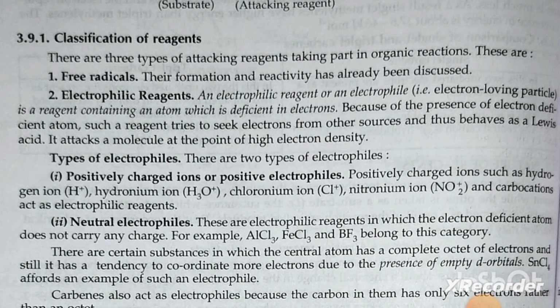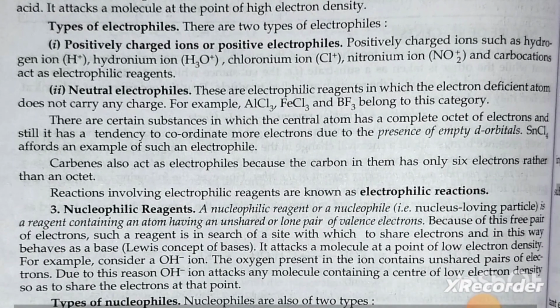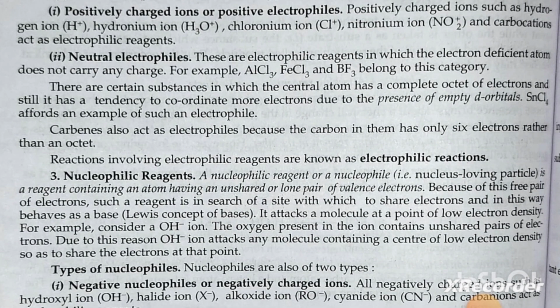Types of electrophiles. There are two types of electrophiles. First, positively charged ions or positive electrophiles. Positively charged ions such as hydrogen ion H+, hydronium ion H3O+, chlorinium ion Cl+, nitronium ion NO2+ and carbocations act as electrophilic reagents. Second, neutral electrophiles. These are electrophilic reagents in which the electron-deficient atom does not carry any charge. For example, AlCl3, FeCl3 and BF3 belong to this category.